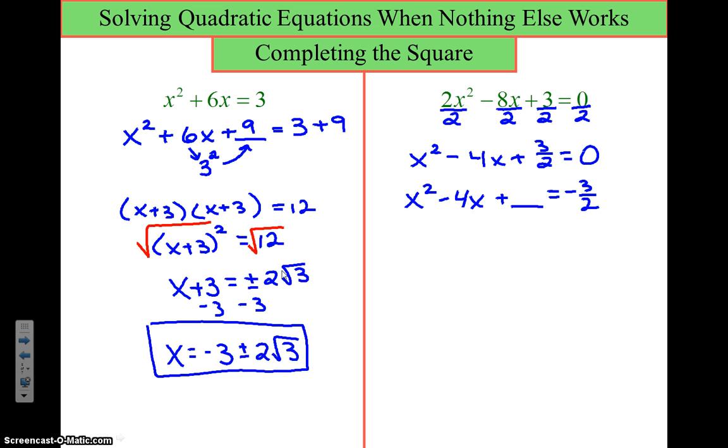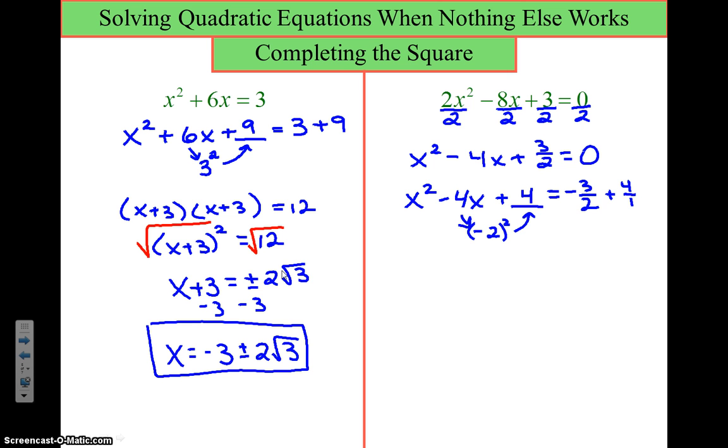So just like we did on the previous problem, we want to take half of the b value. So half of this negative 4 would be negative 2. And then we square negative 2, and that gives us a 4. So I'm going to add 4 to both sides.